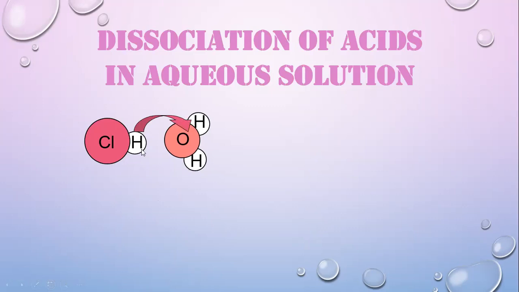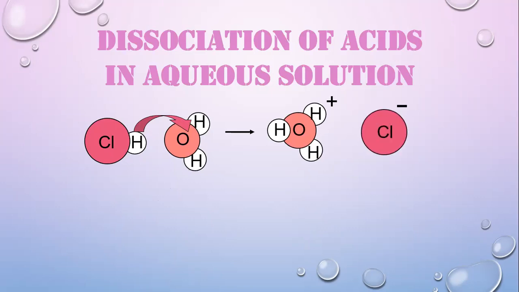The hydrogen atom of hydrogen chloride molecule forms a bond with the oxygen atom of the water molecule, resulting in the formation of a hydronium ion. Along with it, a chloride ion is also formed. So, hydrochloric acid on dissolution in water gives rise to hydronium ion and chloride ion. And you can see there is no other positively charged ions other than hydronium ion.